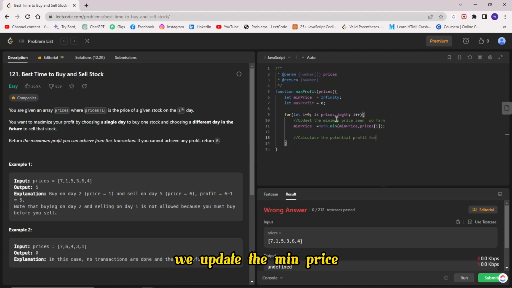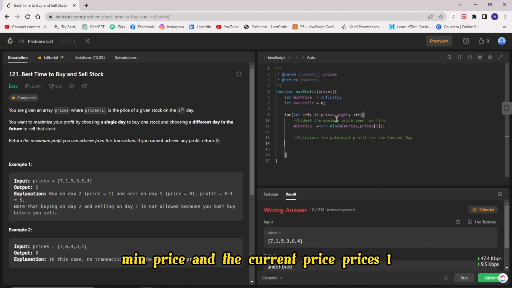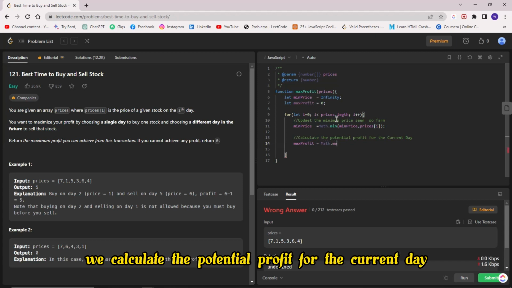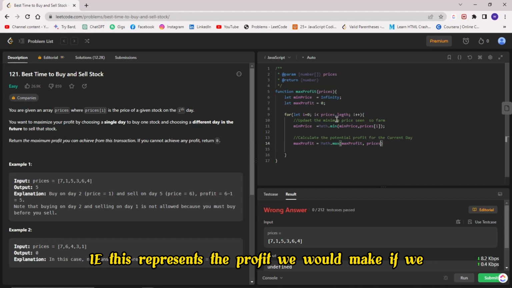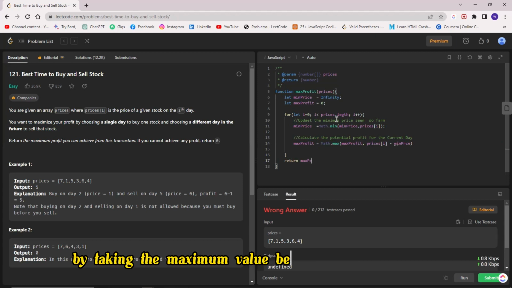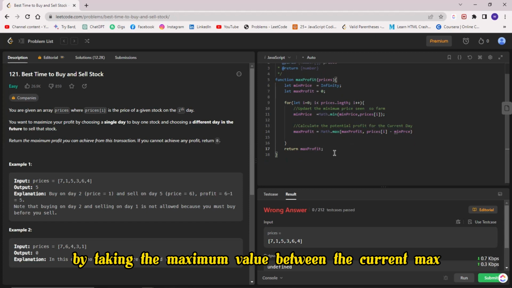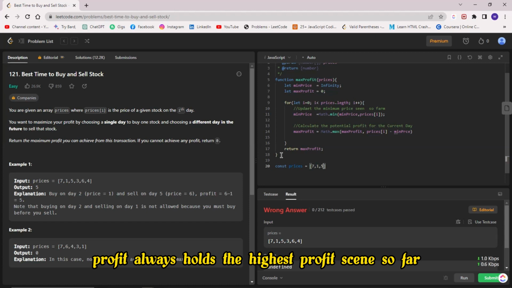For each element, we update minPrice by taking the minimum value between the current minPrice and the current prices[i]. This ensures that minPrice always holds the lowest price seen so far. Next, we calculate the potential profit for the current day by subtracting minPrice from the current prices[i]. This represents the profit we would make if we bought the stock at minPrice and sold it at the current price. We then update maxProfit by taking the maximum value between the current maxProfit and the potential profit calculated in the previous step. This ensures that maxProfit always holds the highest profit seen so far.